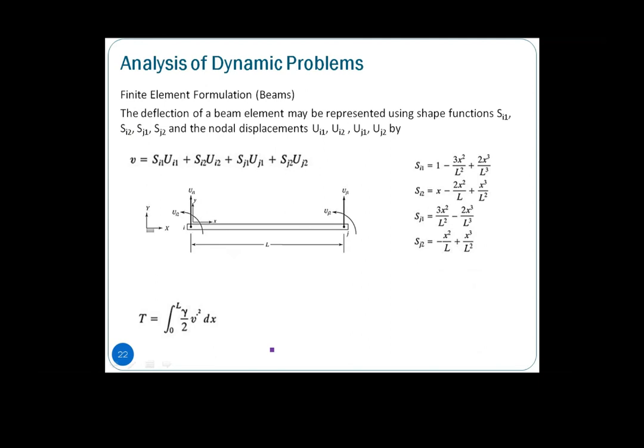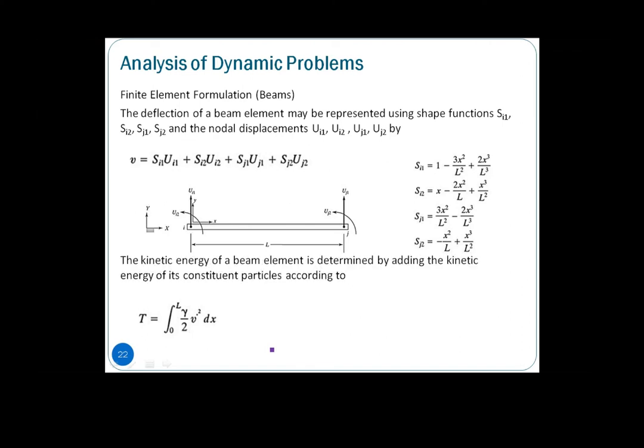If we go to beams, if you have a beam, you still remember we have one element with two nodes, each node with 2 degrees of freedom, so we have 4 shape functions. One is the transverse displacement, and another one is the rotation. So basically, we also want to find what we call the kinetic energy.